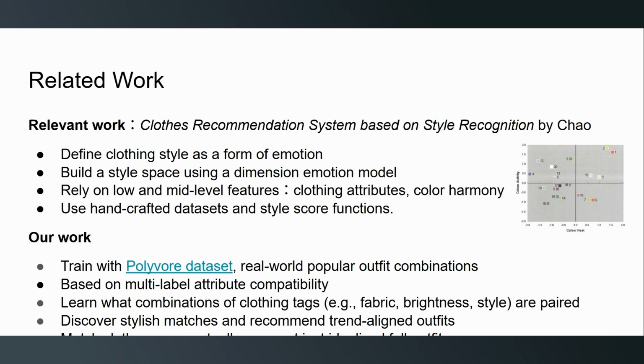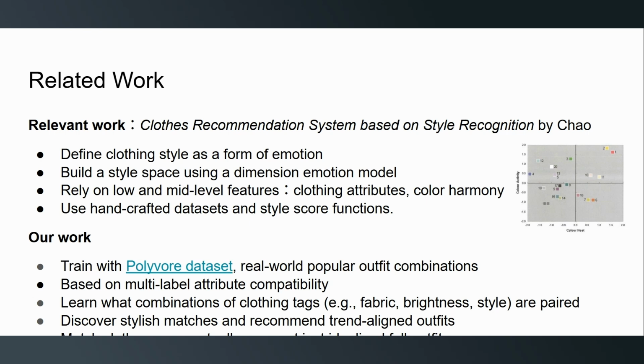Next, I'm going to introduce one relevant work, Clothes Recommendation System based on Style Recognition by Chow. In this work, it defines clothing style as a form of emotion, and it builds a style space using a dimension emotion model. The system relies on low and mid-level features, such as clothing attributes and color harmony. It uses handcrafted datasets and style score functions to recommend outfits aligned with the desired emotional tone.